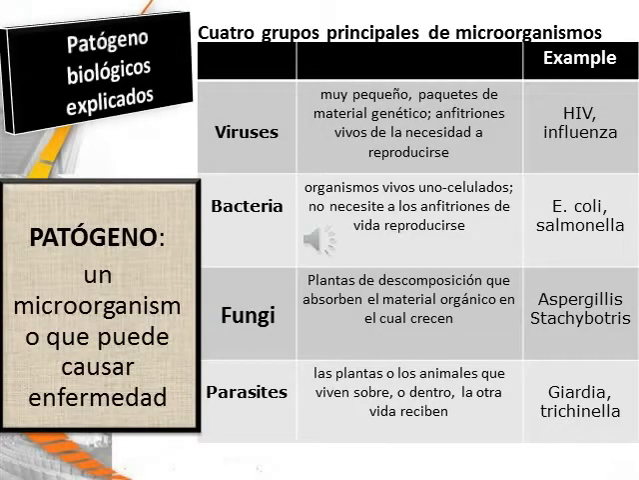Here we can see the four main groups of microorganisms: viruses, bacteria, fungi, and parasites. As you can see, viruses are very small packages of genetic material which living hosts need to reproduce, whereas bacteria are one-celled living organisms. Fungi are decomposing plants that absorb organic materials in the way which they grow, and parasites are plants or animals that live upon or within other living hosts.